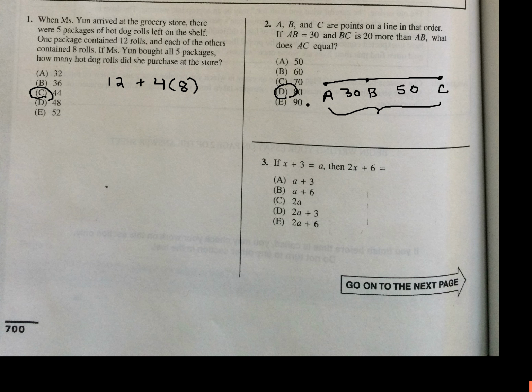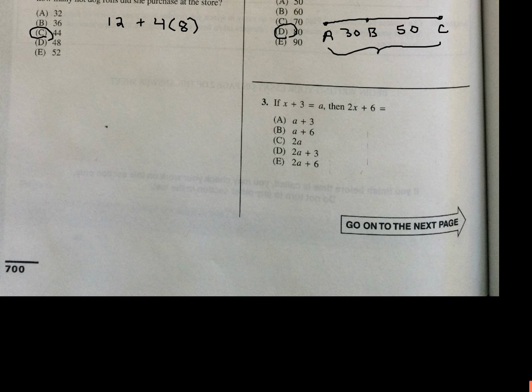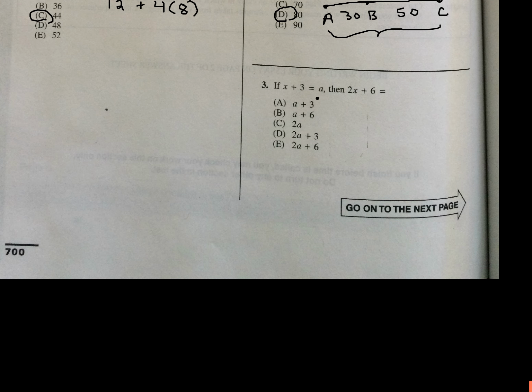All right, next one. This one, a equals x plus 3 equals a. So what you can do is solve this for x. This is the longer way to do the problem, but it's the most straightforward. So it's a minus 3, and then you plug that in right there. So you get 2 times a minus 3 plus 6 equals what? So we get 2a minus 6 plus 6 equals whatever.